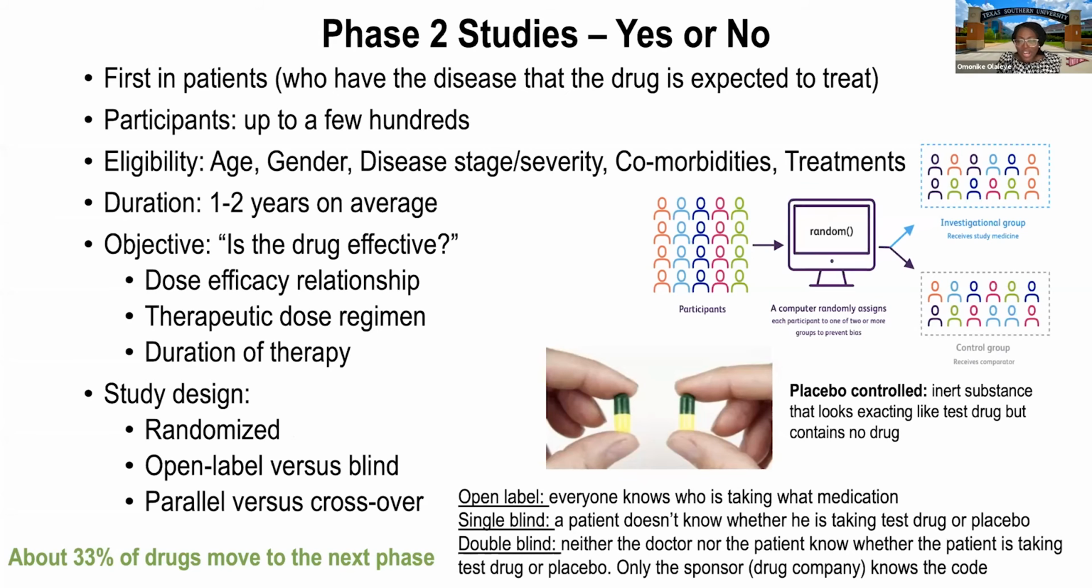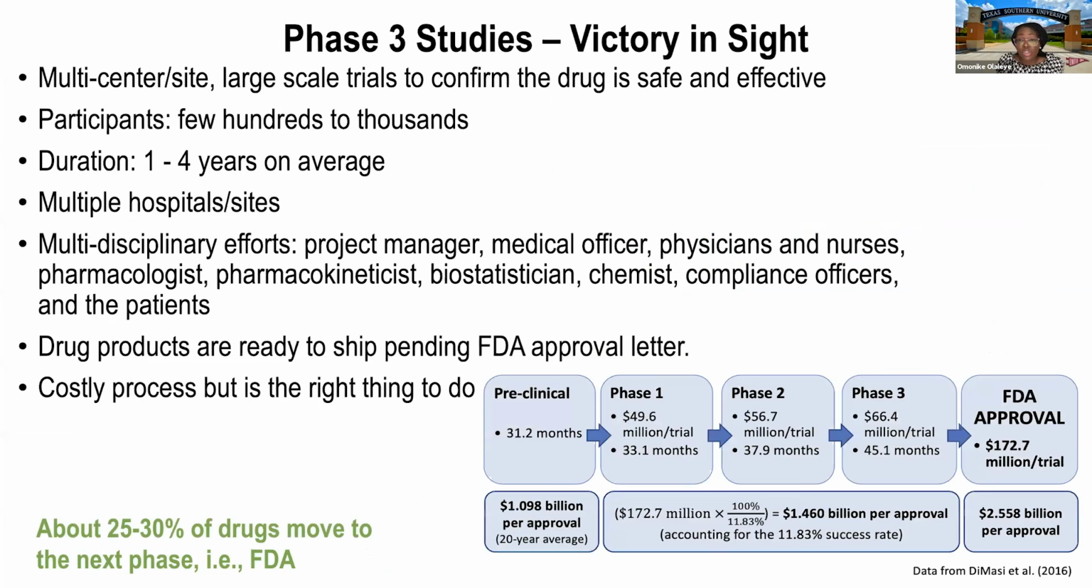Thank you. Then we have the single blind study where a patient doesn't know whether he or she's taking a test drug or placebo, and then we have the double blind. So at this time, about 33% of drugs that successfully go through this phase will move to the next phase, which is phase 3. In the phase 3 studies, we're usually looking for victory inside.